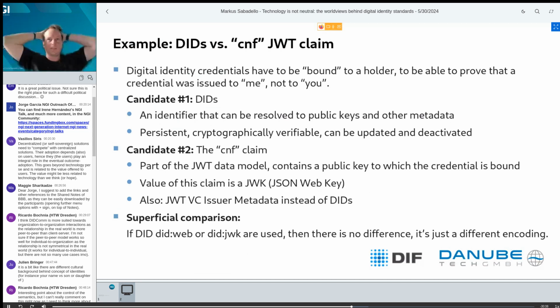So the third one here is DIDs versus the CNF JWT claim, and I have to explain that also a little bit.